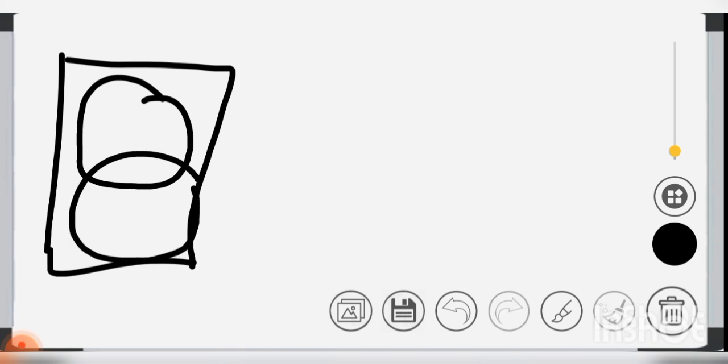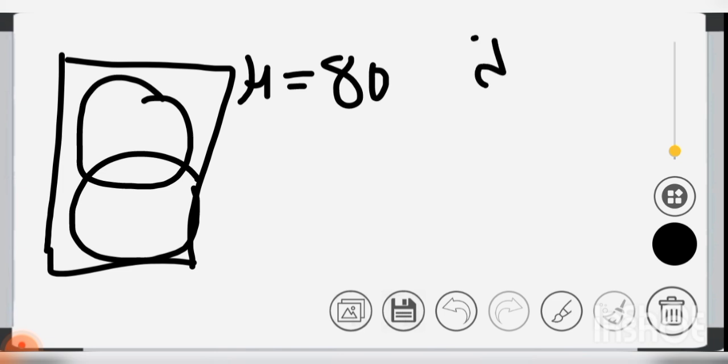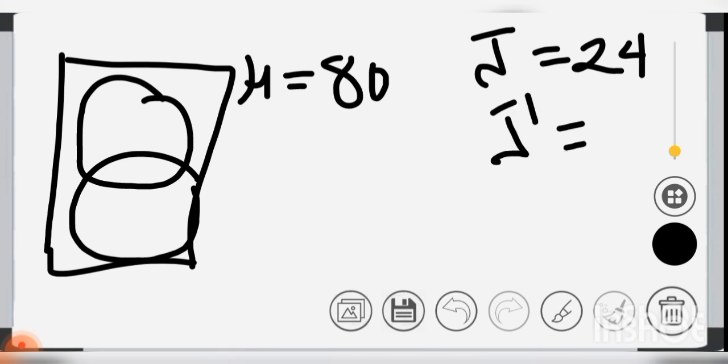He said the total number, we have 80 car owners. Now they said in this 80 car owners, 24 own Jeeps, and 62 own cars which are not Jeeps. They are not Jeeps. So we also have some people there, not Jeeps. So we may use J prime, and that is 62.